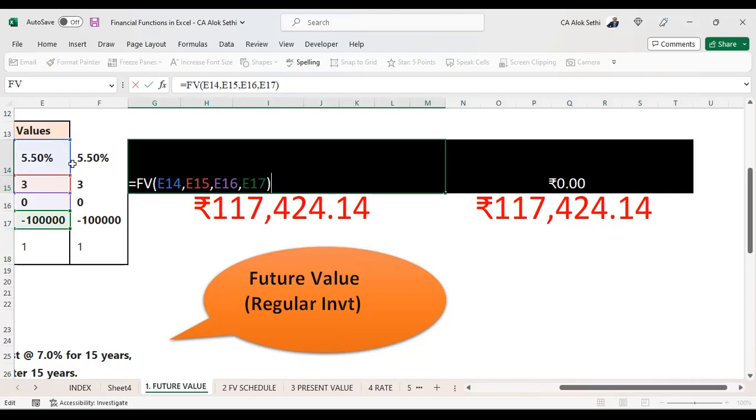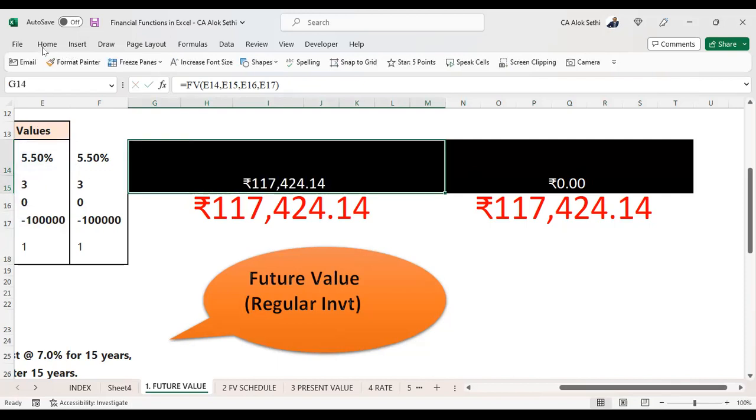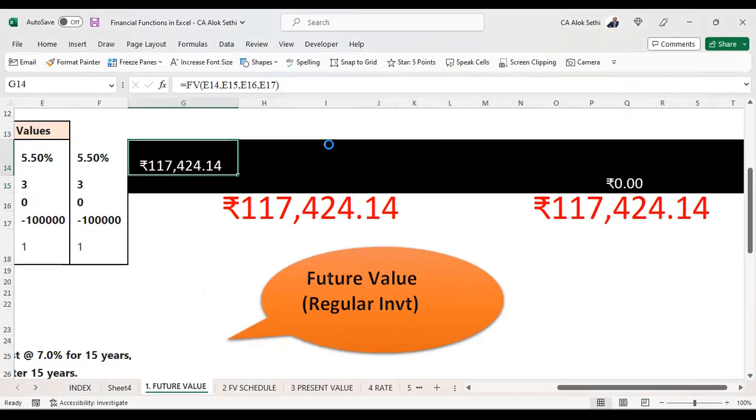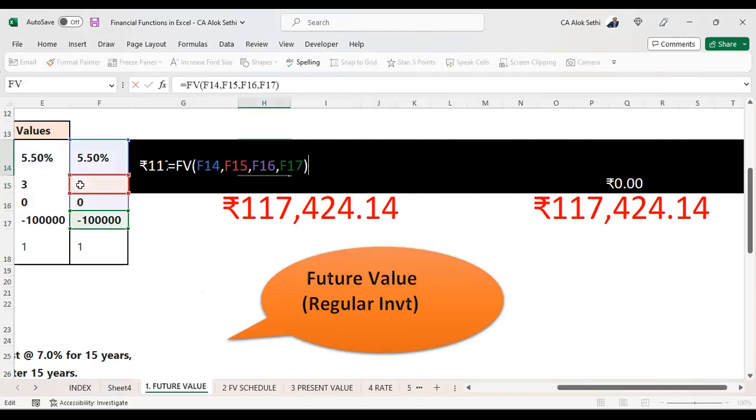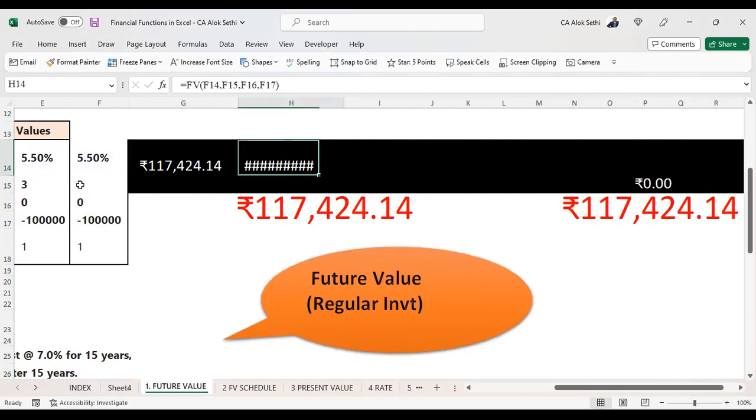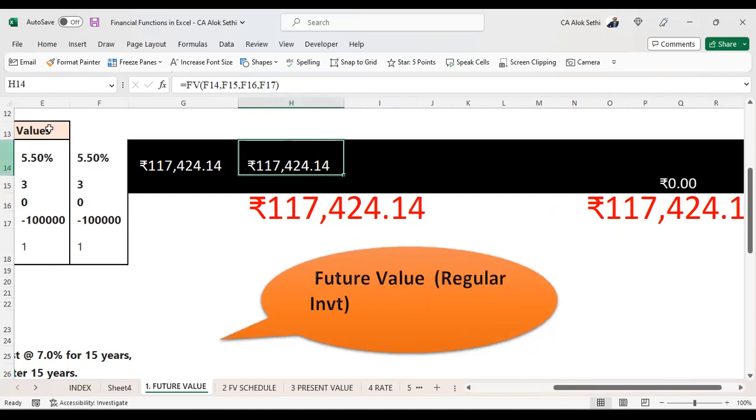ठीक है, एक मिनट, let me just unfreeze this. I want to show you something very interesting. And let me show you. So this particular cell number G14 is having this. I am just copying this formula into H, and now what do you see? I am getting the same result. Same result है क्यों? क्योंकि वैल्यू सेम है.